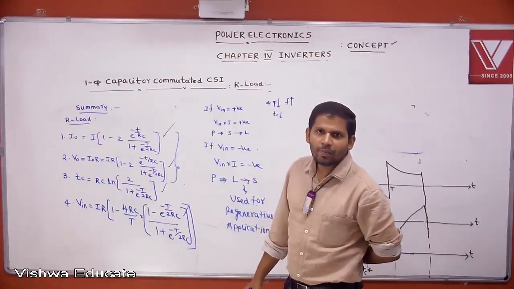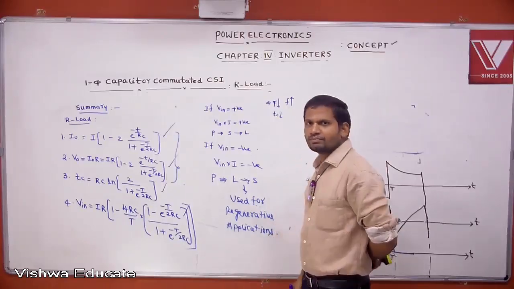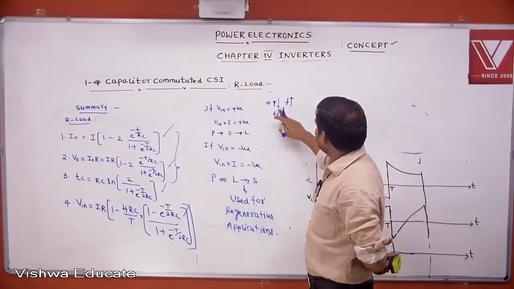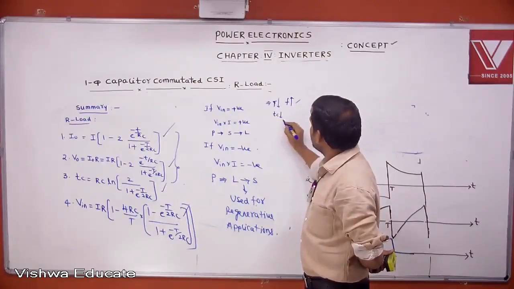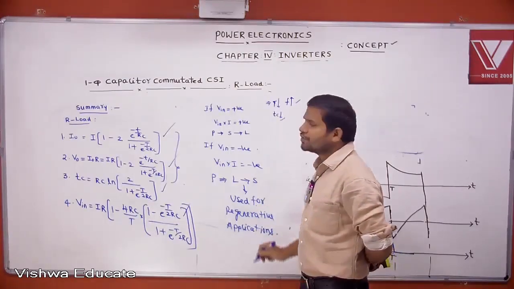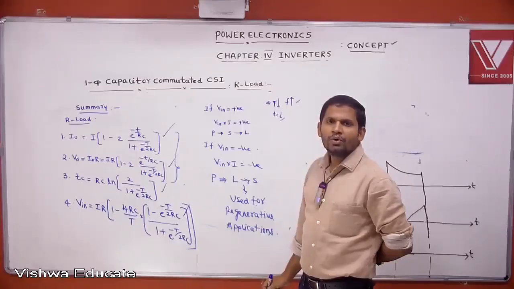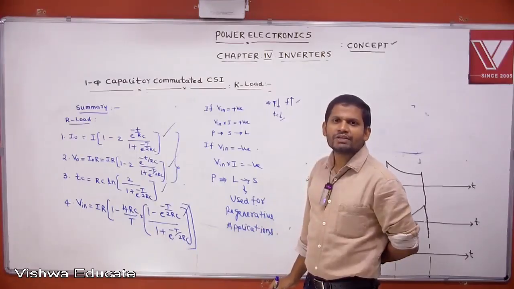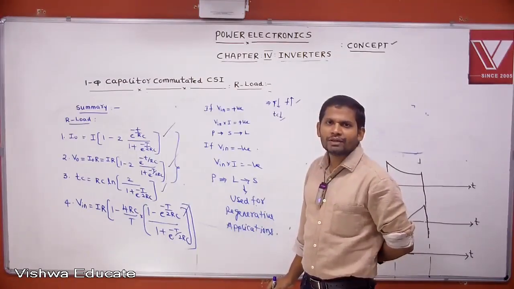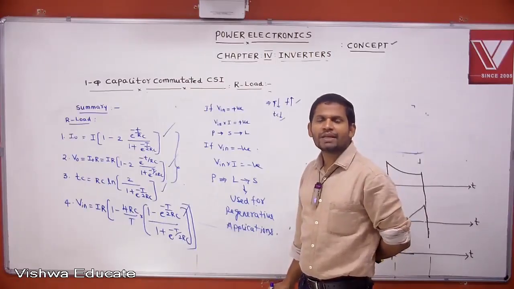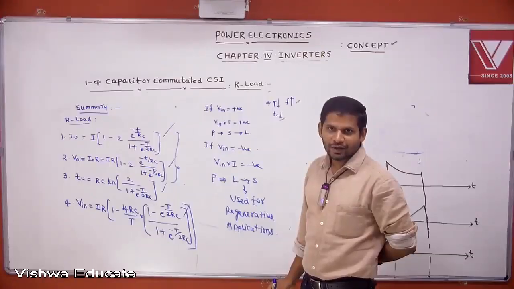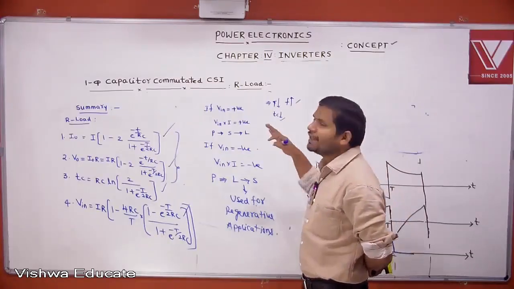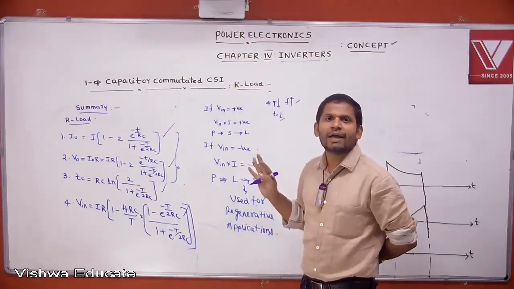But the point to remember here: if T is reduced, frequency increases, that is advantageous. TC is reduced, that is also an advantage. But we don't reduce TC to a very small value. Always, for reliable turn-off of any thyristor, we must maintain the circuit turn-off time greater than the device turn-off time. That's why reducing T to a very small value is not acceptable.